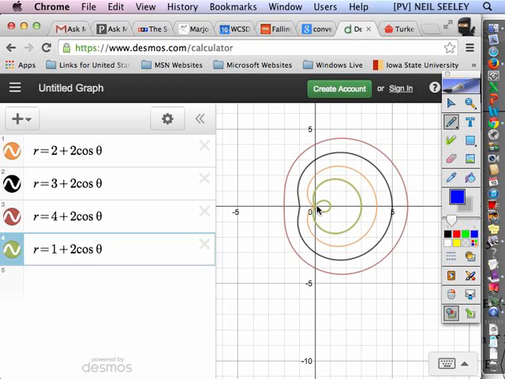And look how far apart that little dimple is from the origin. 1 unit. So that difference, how far your small distance is from the origin, that's your minimum. How far the large distance is from the origin is your maximum radius.